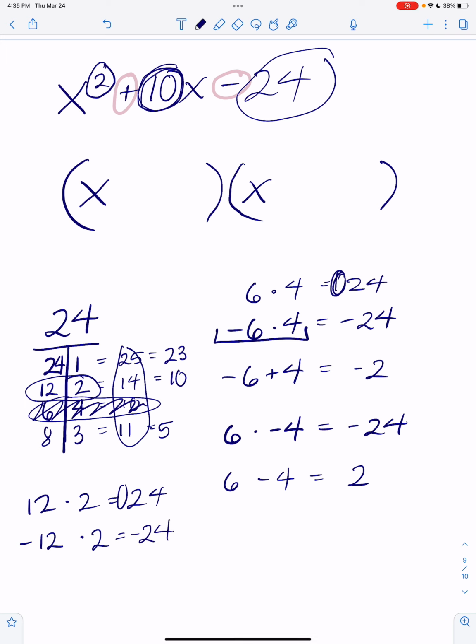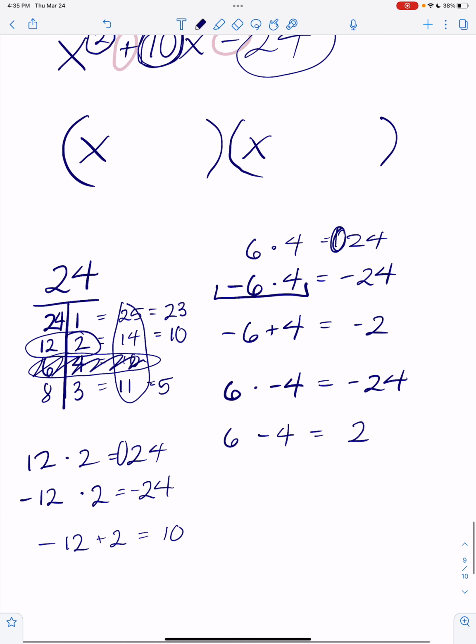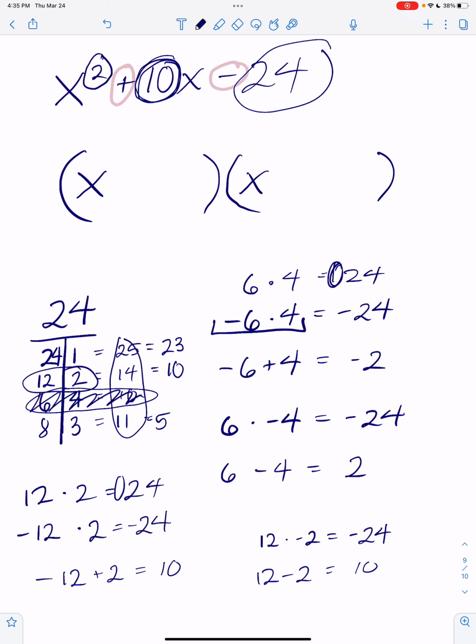Now let's try adding them together. Negative 12 plus 2 equals negative 10. Okay, that would work. And just for fun, let's see if it would work the other way. We have our 12 times our negative 2. That would give us our negative 24. And if we have 12 minus 2, well, that also gives us our 10. So we just have to make sure one of these numbers is negative in this case. Let's go with our first one that we did. Let's do our negative 12, and then we have to add our positive 2.